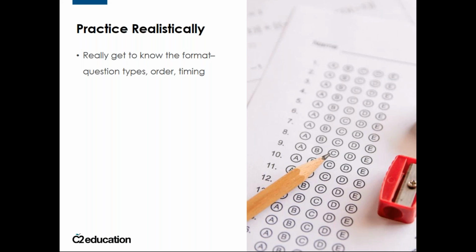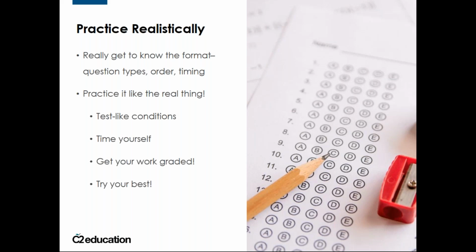You want to make sure that you're practicing the exact same format, the exact same order, and with the exact same timing, right? 15 minutes per free response. You don't want to be spending 30 minutes on a single free response question. That's not realistic practicing. So, ways of doing it, right?